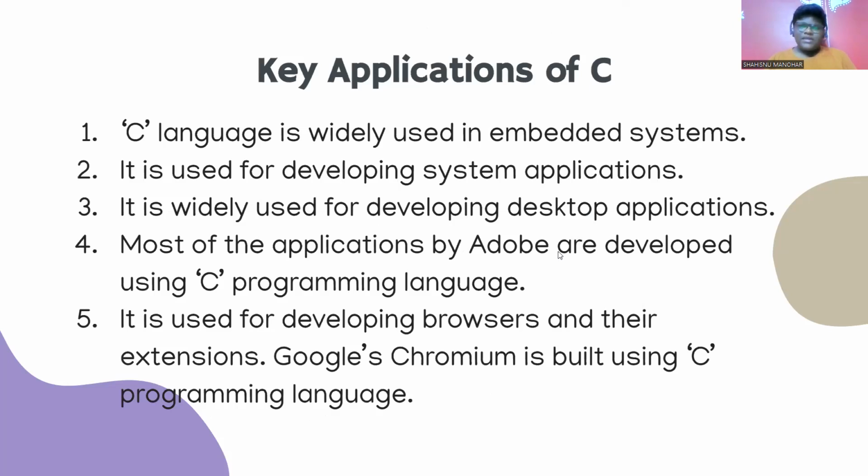Let's see the key applications of C. The C language is widely used in embedded systems. It is used for developing system applications. It is widely used for developing desktop applications. Most of the applications by Adobe are developed using the C programming language. It is used for developing browsers and their extensions. Google Chromium is built using the C programming language.